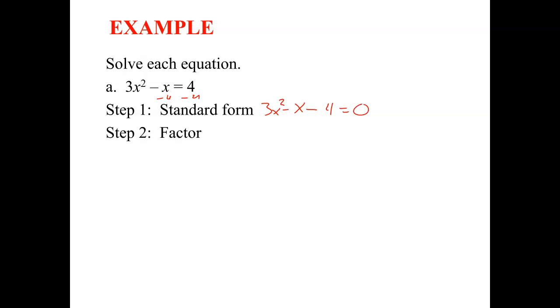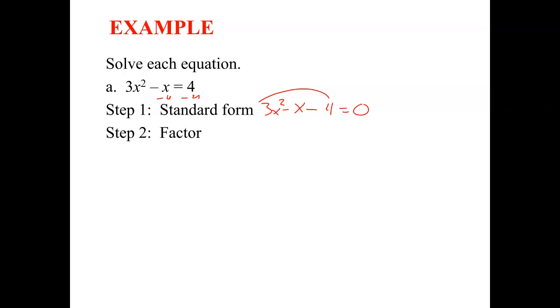All right, so step 1, is it in standard form? It's not in standard form because it's not set equal to 0. So how do I get it set equal to 0? Subtract 4. So I subtract 4 from both sides, and I get my 3x squared minus x minus 4 equals 0. Okay? Step 2, factor. What multiplies to give me negative 12 but adds to give me negative 1? Because I need to factor it now.